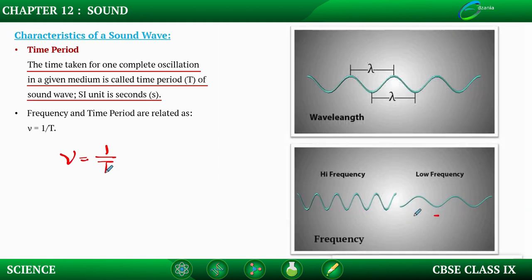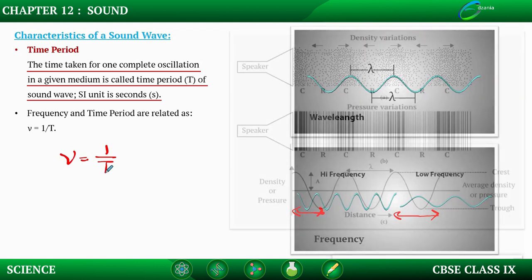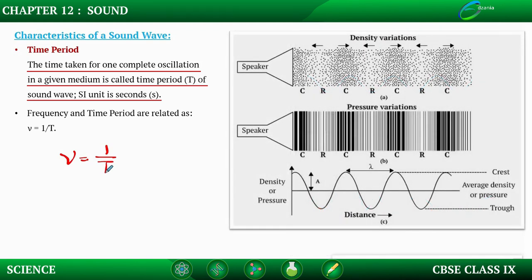Low frequency means higher time period, and high frequency means lower time period. So you can say if higher is the frequency, lower is the time period, and lower is the frequency, time period will go high. So frequency and time period are related. Nu is equal to 1 upon T. Clear? So these are very important characteristics of sound wave that we have discussed: wavelength, frequency and time period.